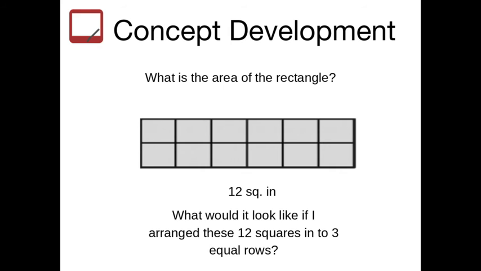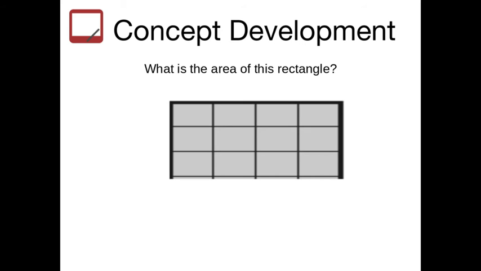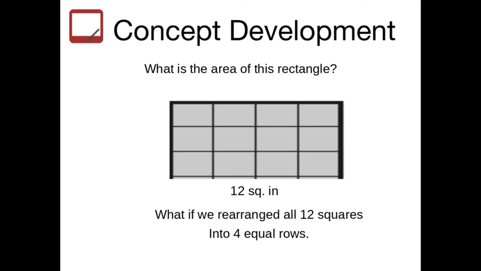What would it look like if we arranged these 12 squares into 3 equal rows? If you have a piece of paper or something around you that you can write on, go ahead and try it. It might look something like this rectangle. We have 3 equal rows of 4. What's the area of this rectangle? 12 square inches.